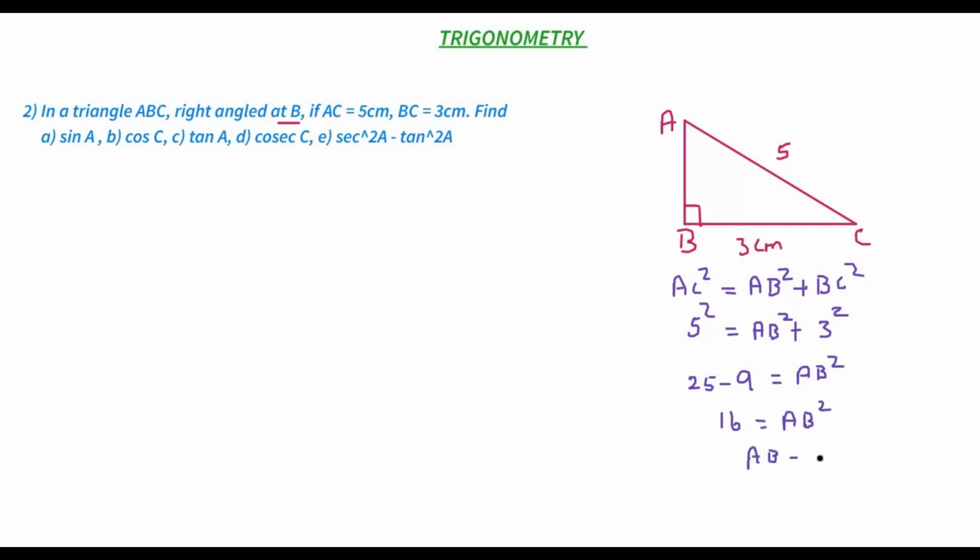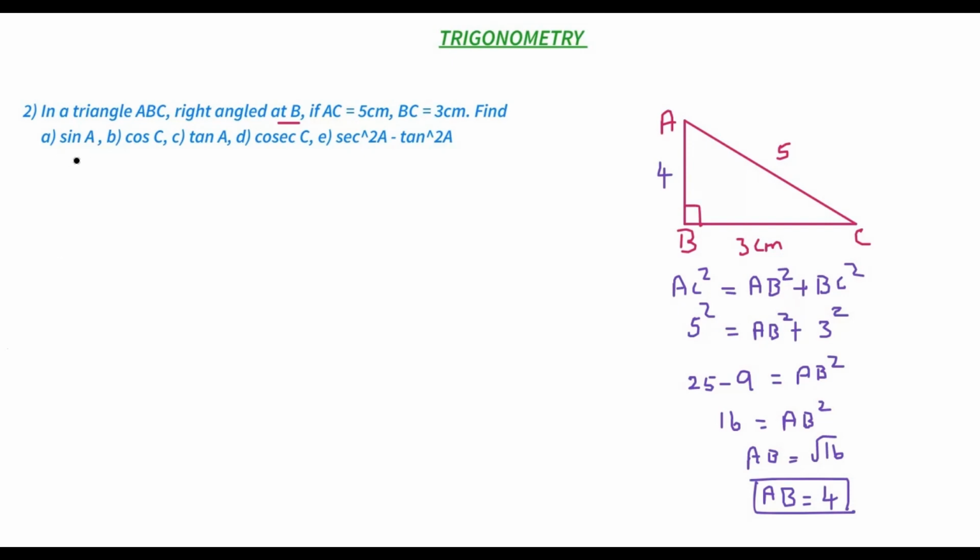Square root on both sides, this will be equal to square root of 16. So what is square root of 16? AB is 4. Yeah, 16 is a square number. So now we have got the value of AB. So AB is 4. Right? Till this it's clear. Now let's see the first question.